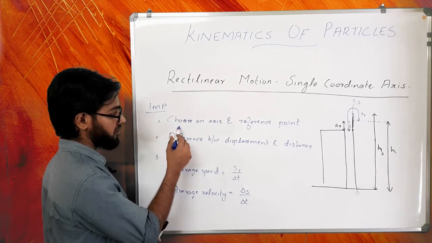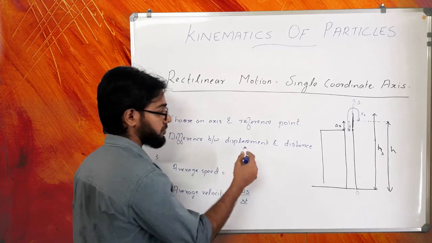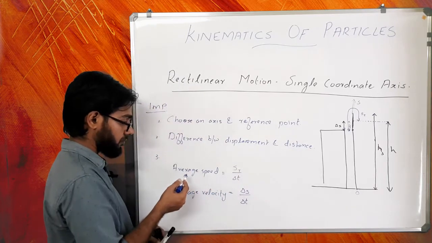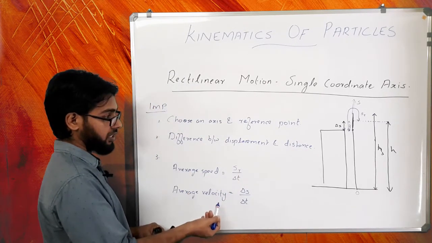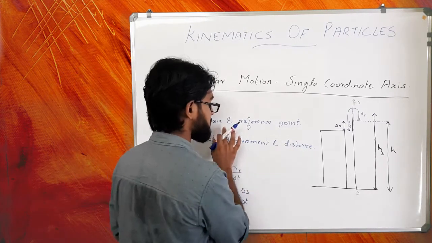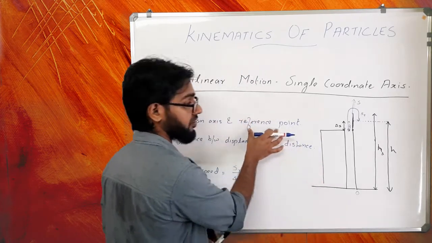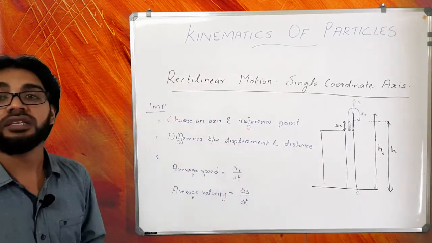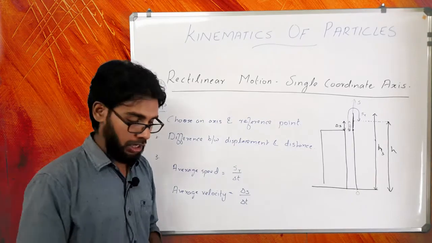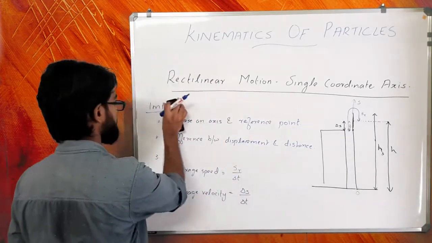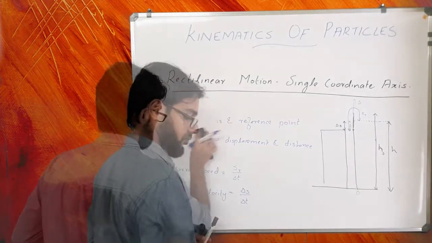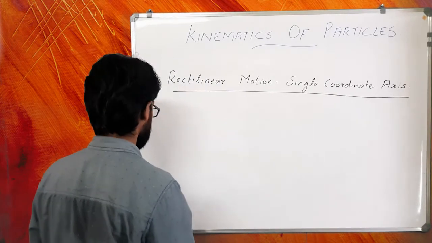First, there is a difference in displacement and distance. There is a difference between average speed and average velocity, and that you should choose an axis and the reference point corresponding to the rectilinear motion. Now let us come back to acceleration.